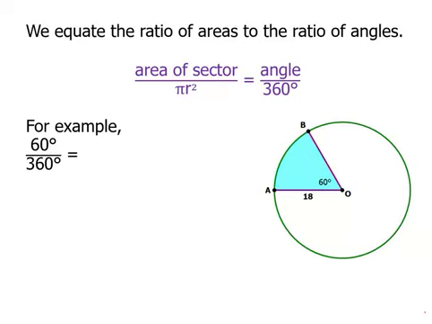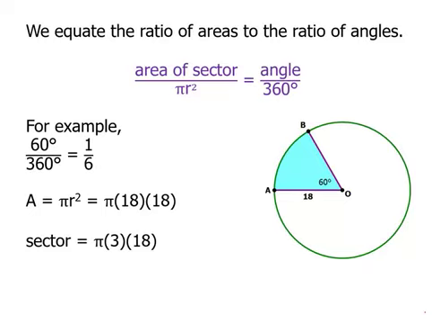So for example, in this circle, we know that 60 over 360 is 1/6. Area equals pi r squared, which is 18 times 18. I'm just going to leave it like that. If we divide that by 6, we get 3 times 18. 3 times 18 is 54. So the area of that shaded sector is 54 pi.